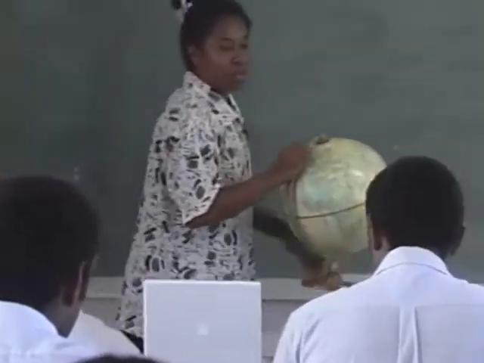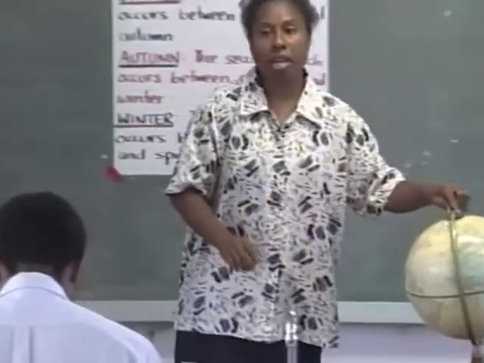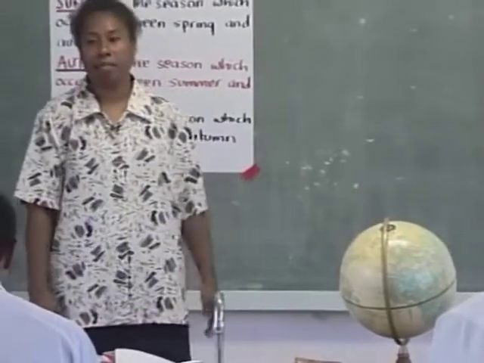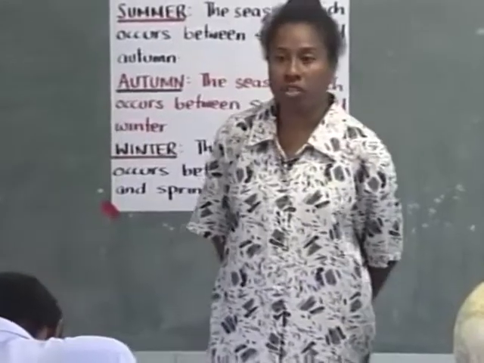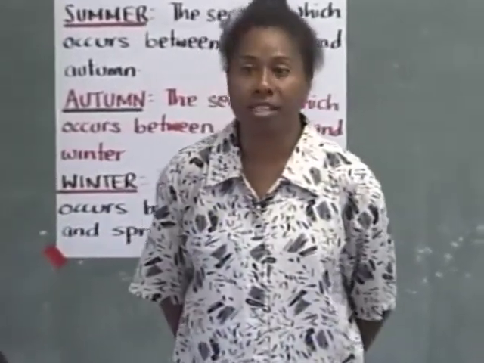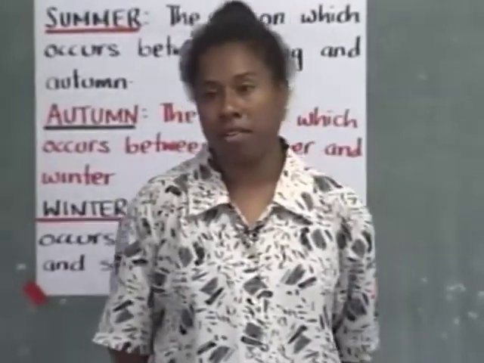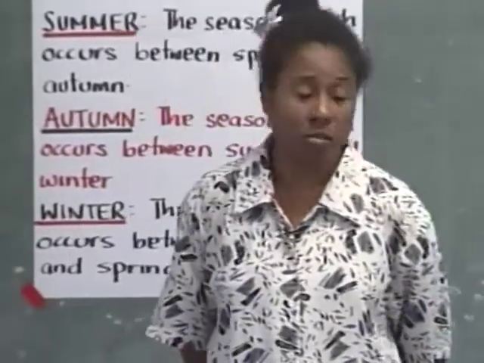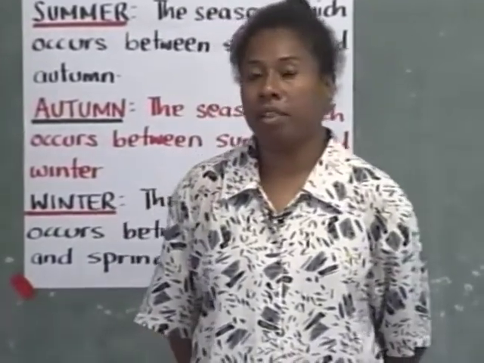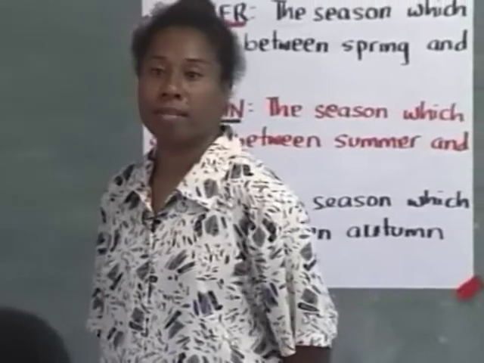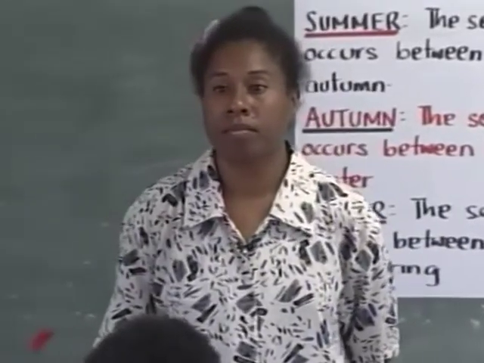Now we move on. Rebecca, I already mentioned that one of the effects of the movement of revolution is the different seasons which are experienced. What is the other effect of the Earth's movement in terms of its revolution around the sun? 365 and a quarter days. What is the other effect?